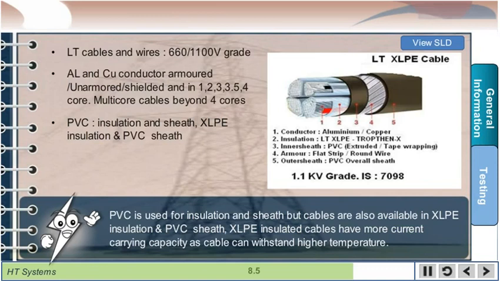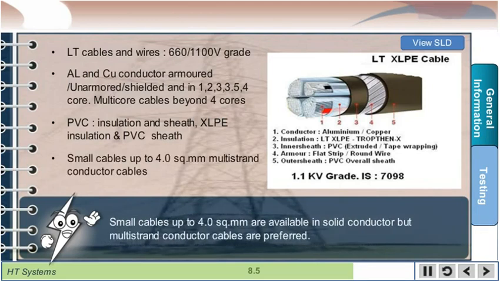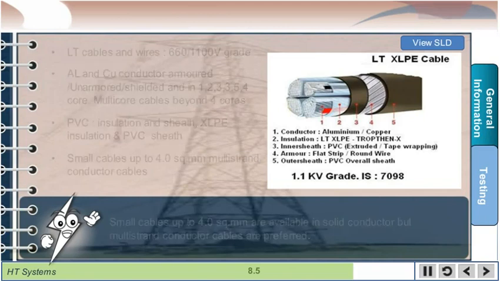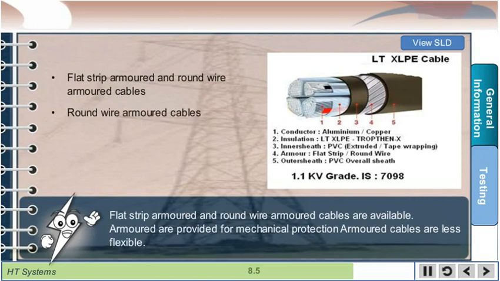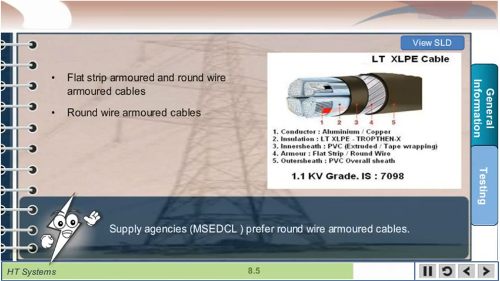XLPE insulated cables have more current carrying capacity as cable can withstand higher temperature. Small cables up to 4 square mm are available in solid conductor, but multi-strand conductor cables are preferred. Flat strip armored and round wire armored cables are available. Armored cables are provided for mechanical protection. Armored cables are less flexible. Supply agencies such as NSEDCL prefer round wire armored cables.